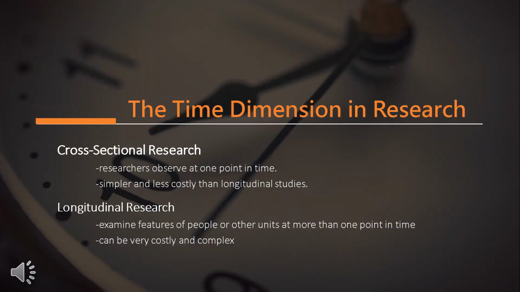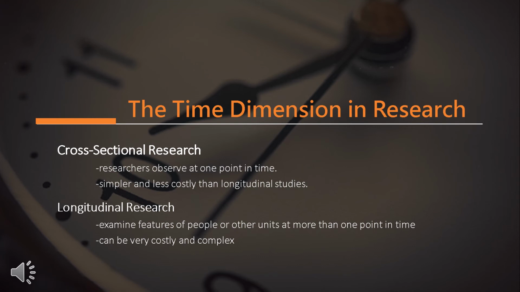So there are two time dimensions in research. First is cross-sectional research. So researchers observe a phenomenon at one point in time. For example, the pedagogy amidst pandemic. So the research was just conducted at that point in time during the pandemic, and the results are just observed during the pandemic, meaning it is only applicable during the pandemic.